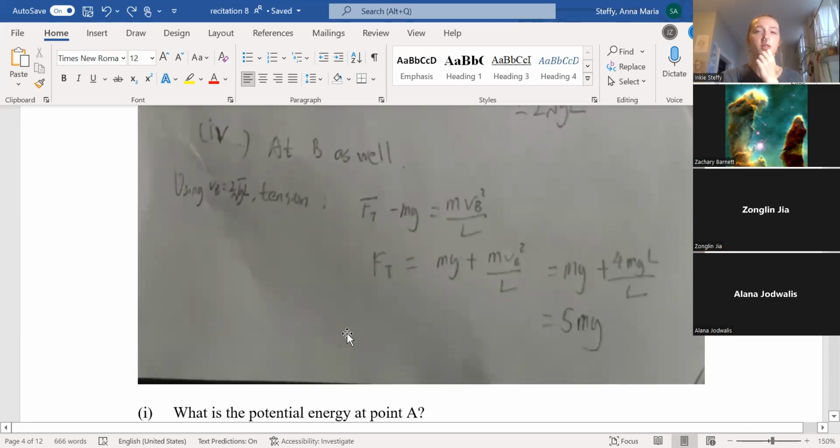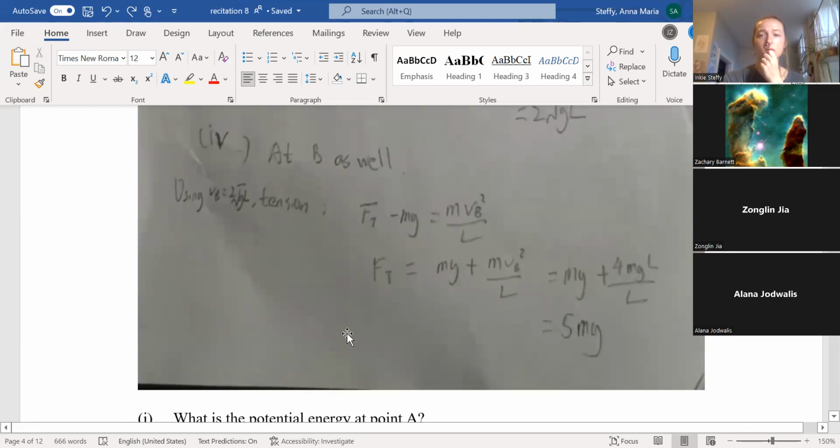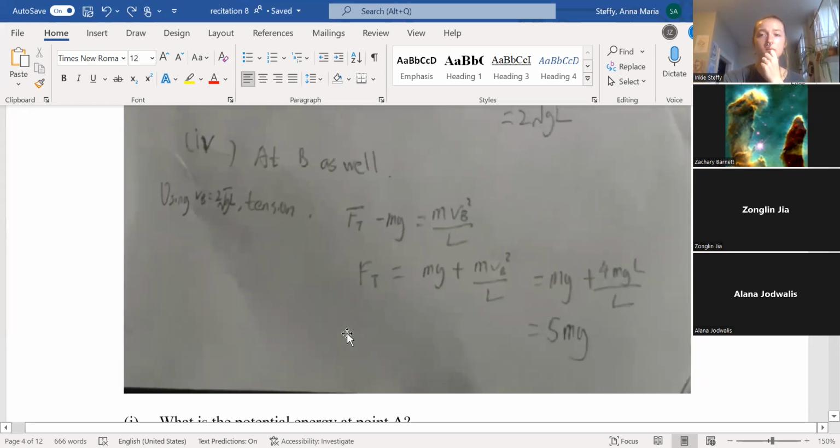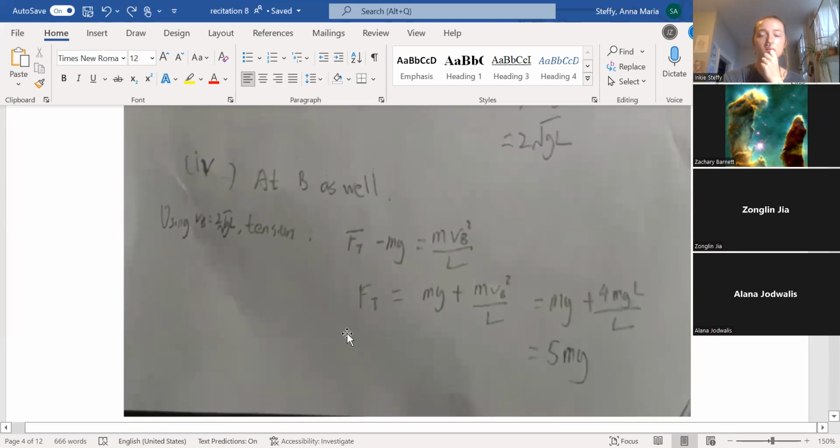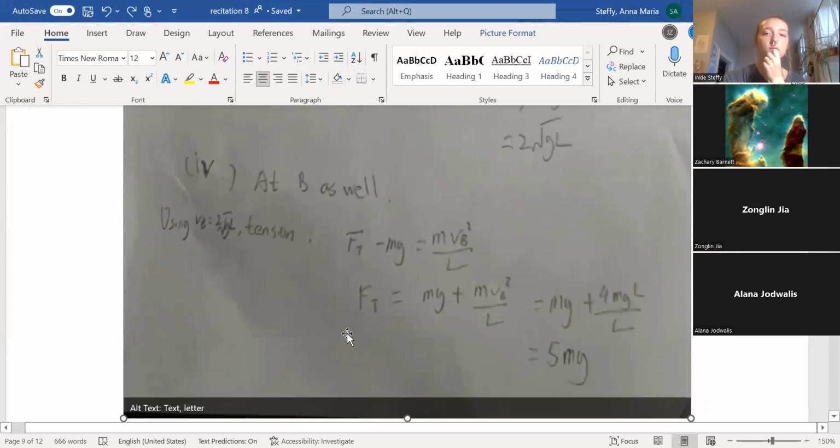Alana, did you get 5 mg too? I just left it without substituting back in the velocity, so yeah. Okay, I didn't realize to do that.